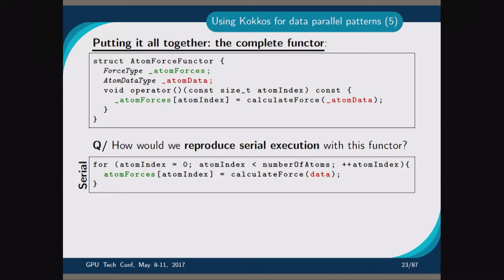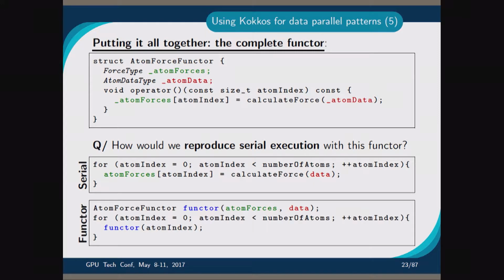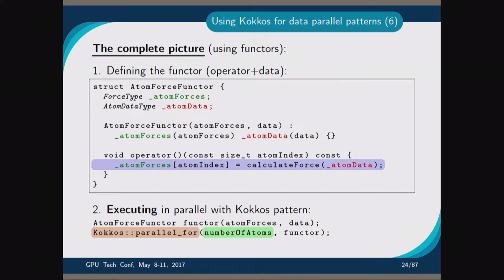Just so you can see that there's no magic involved, if you want to run this loop in serial using a functor, then you just call the functor in serial. I mean, it's that simple. So, complete picture using functors: you write a functor, you put your loop body here, you call a parallel for, and it will call that functor with the index going in here.